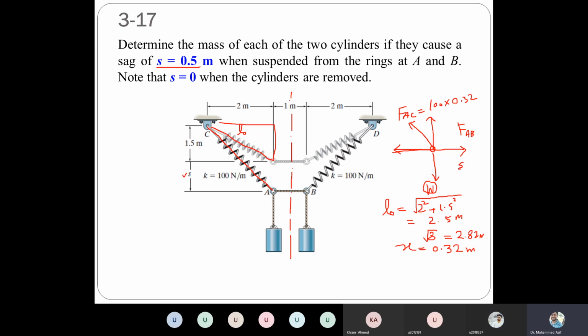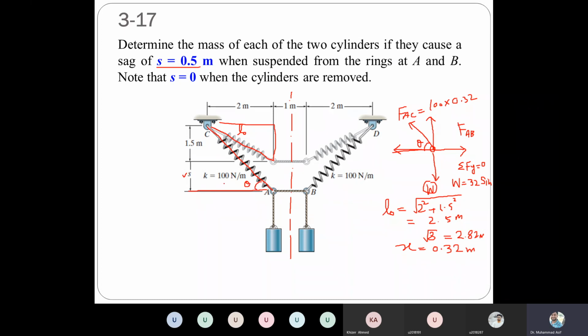That means we have to apply the second equilibrium equation, that the sum of all the forces in the y direction is equal to 0. So if we apply that equation, W is equal to 100 times the stretch, about 32, times sine theta. So we need that theta as well. How do we calculate that theta?